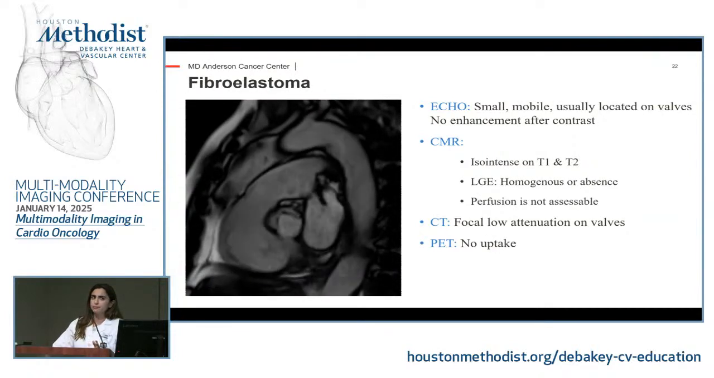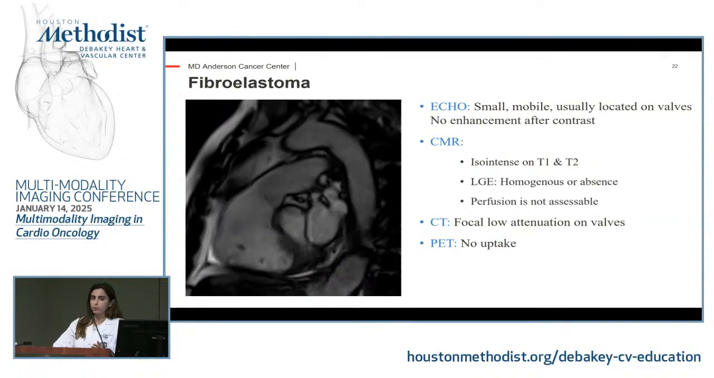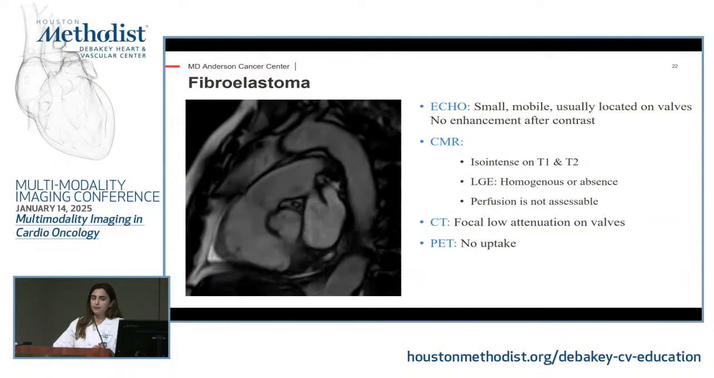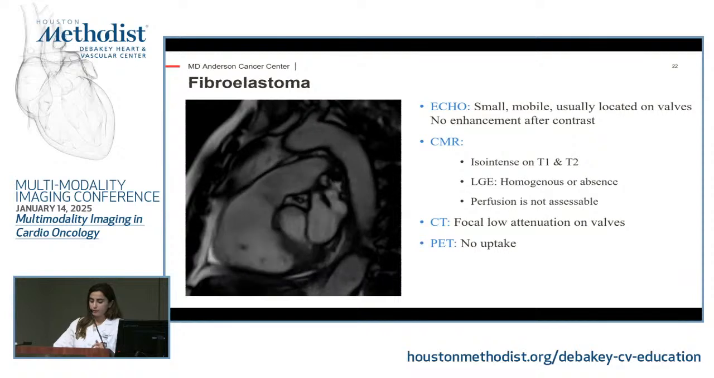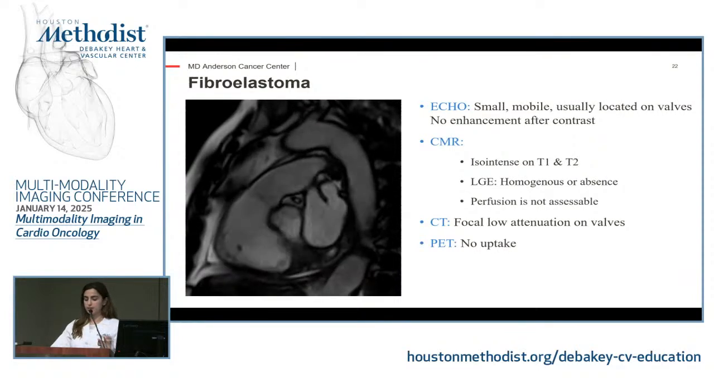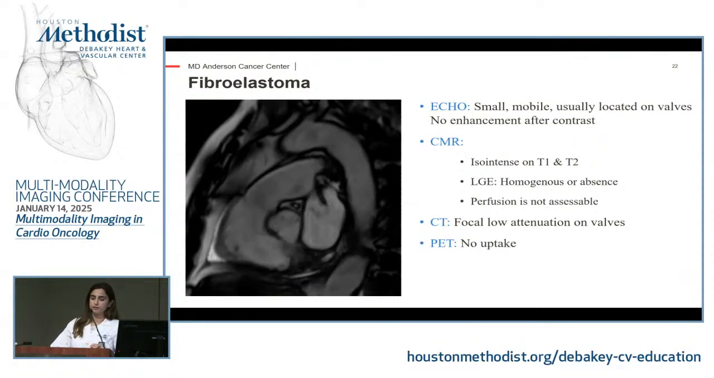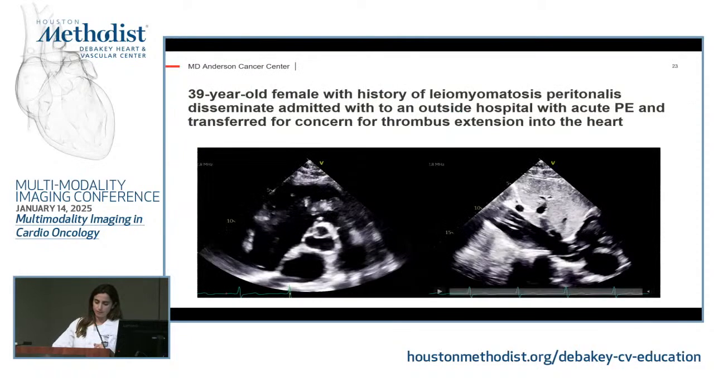So on CMR, they are iso-intense, homogeneous, with absence of LGE, and they don't normally perfuse. Probably they could perfuse, but they're so hypermobile that they create a lot of dephasing, and the perfusion imaging tends to be very difficult. On CT, we see low focal attenuation, and there's no PET uptake on these as well.